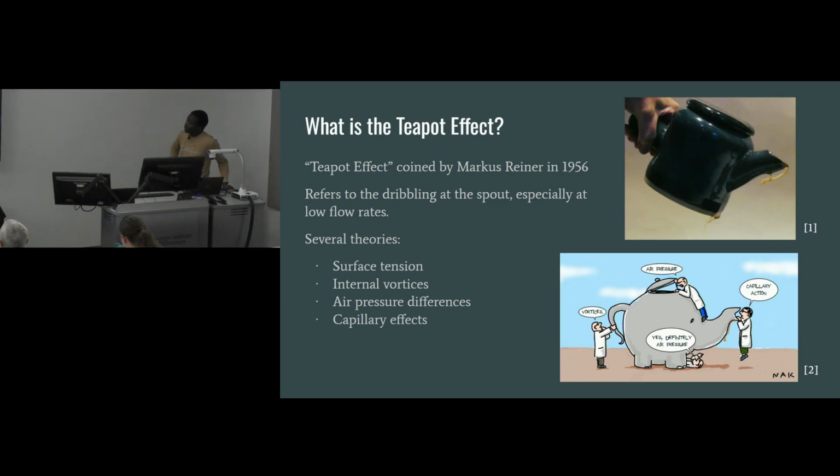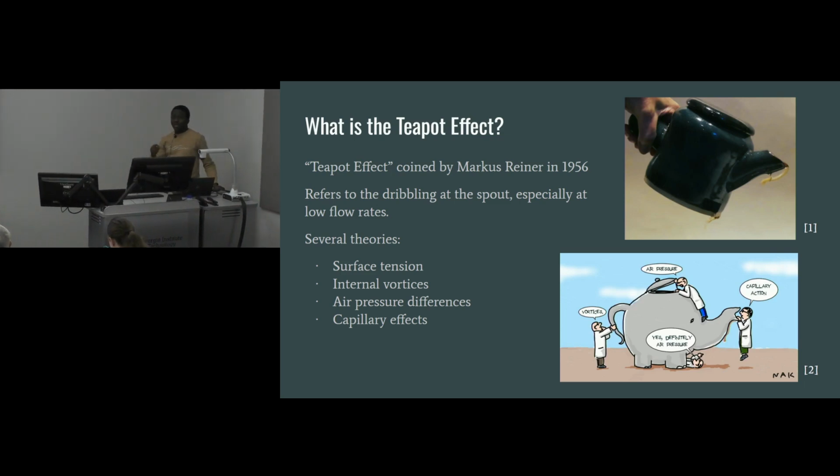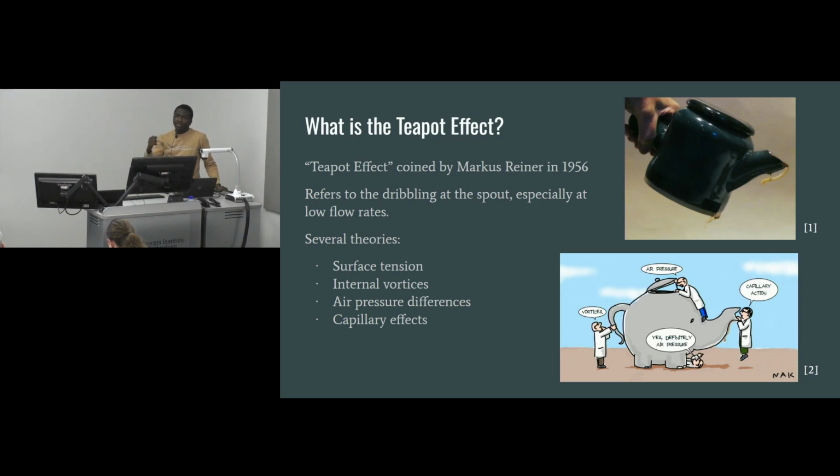For the internal vortices, when we pour the tea out of the kettle, we experience a swirling current, and this swirling current causes the tea to climb down the spout. This causes, especially when you are drinking at a white table, the tea to be layered on the table, and that's because of that.